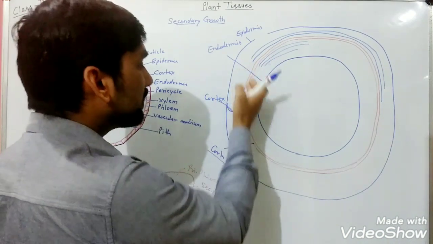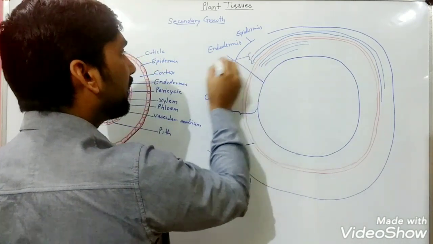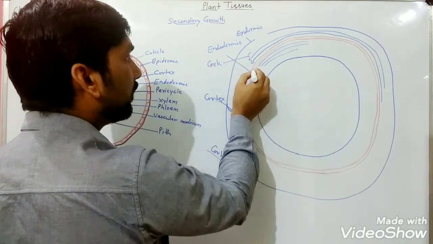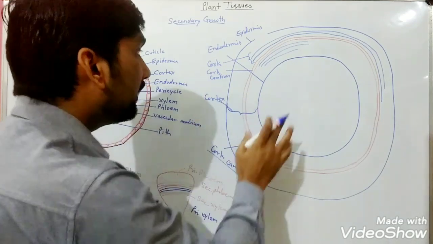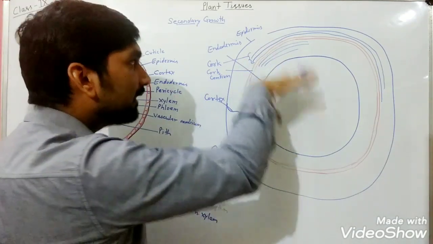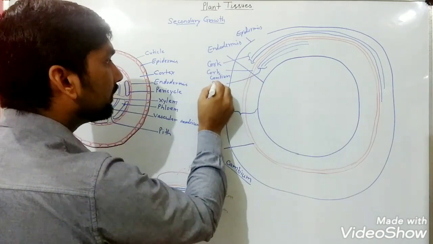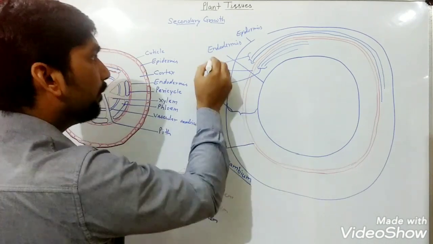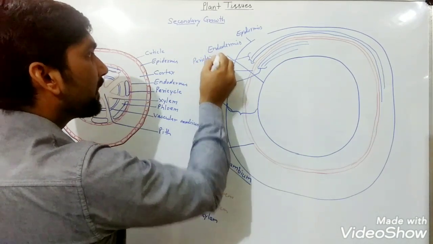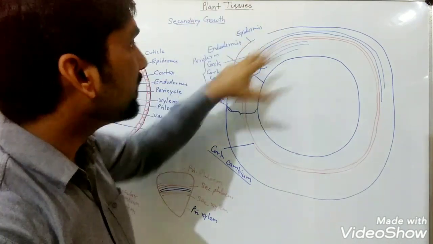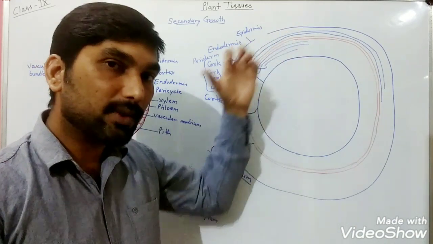The new cells produced just outside the cork cambium are known as what? Cork. This is the cork cambium. And the new cells produced inside the cork cambium are known as what? Secondary cortex. The combination of these three, cork, cork cambium and secondary cortex, is termed what? Periderm. As you can see, when the epidermis ruptures, the cork will be present at the outermost layer, and these are dead cells which perform the function of protection.